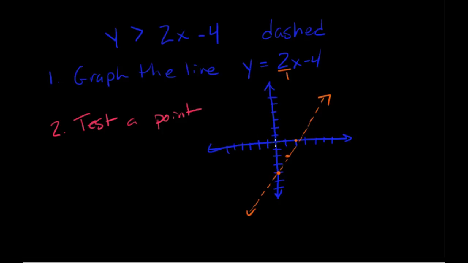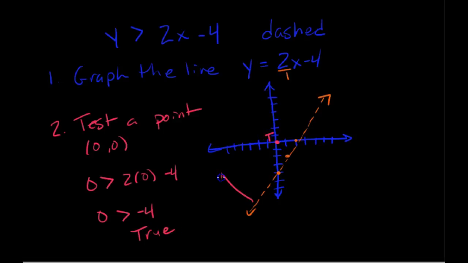Step number 2 is we're going to test a point. Again, since 0, 0 isn't on our line, 0, 0 would be a great point to test. So let's test the point 0, 0. I'm going to plug in 0 for x and y into the original inequality. 0 is greater than 2 times 0 minus 4. 0 is greater than -4, which is true. So that means that point is true.